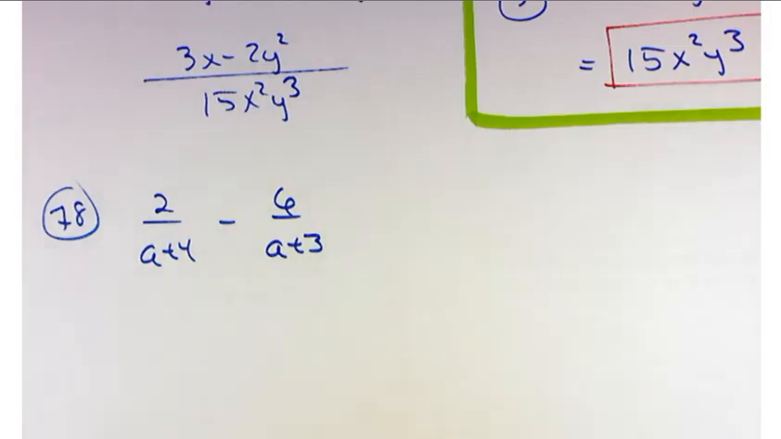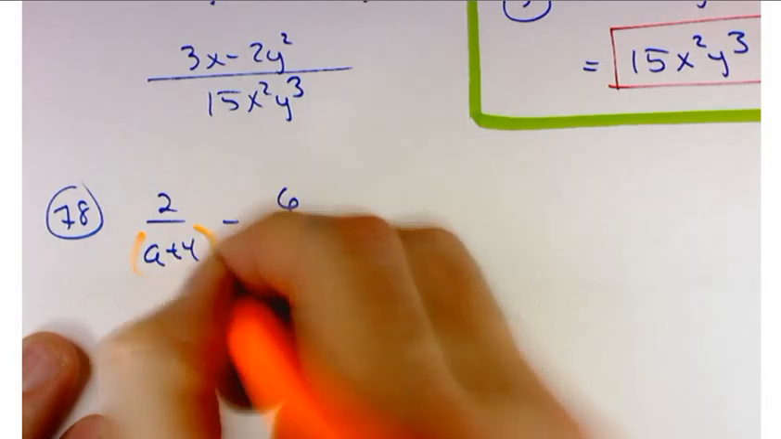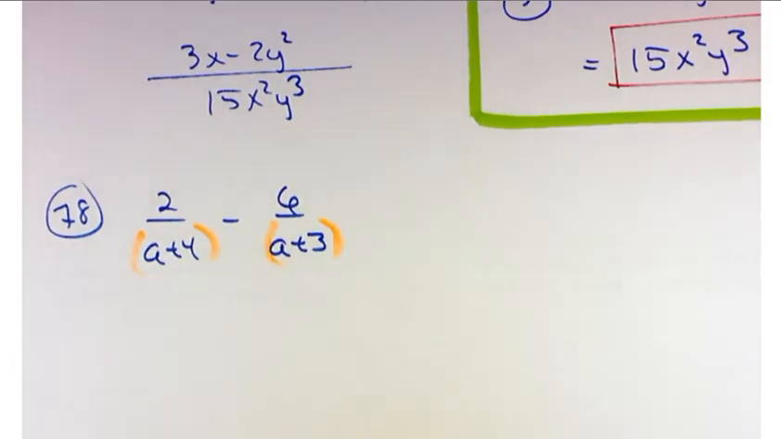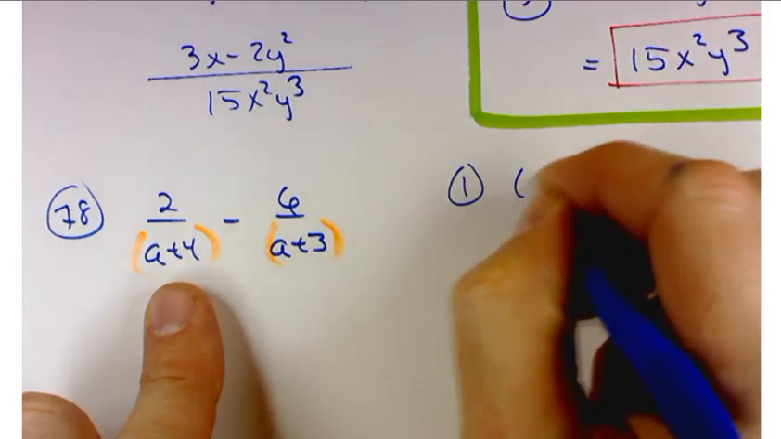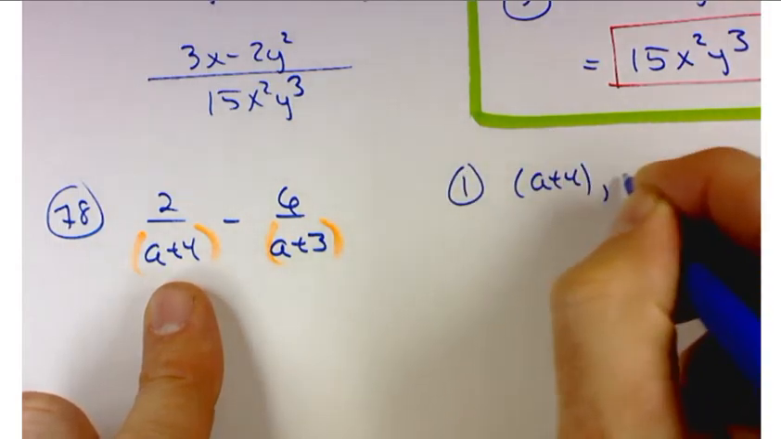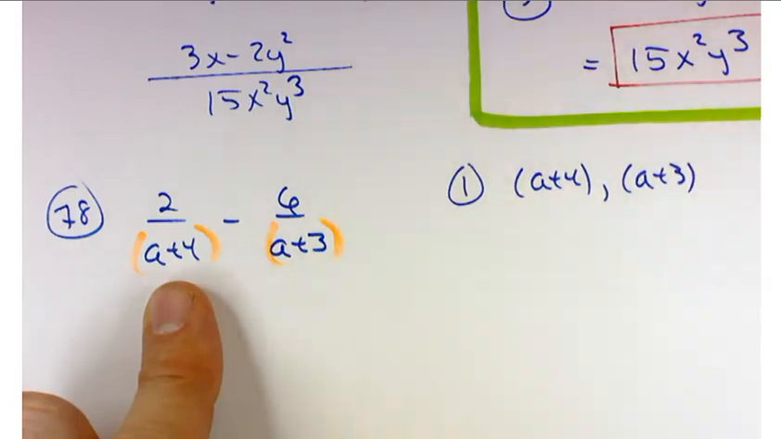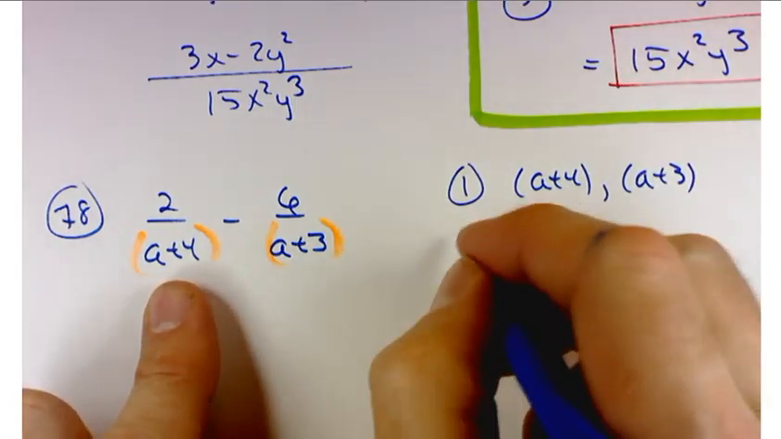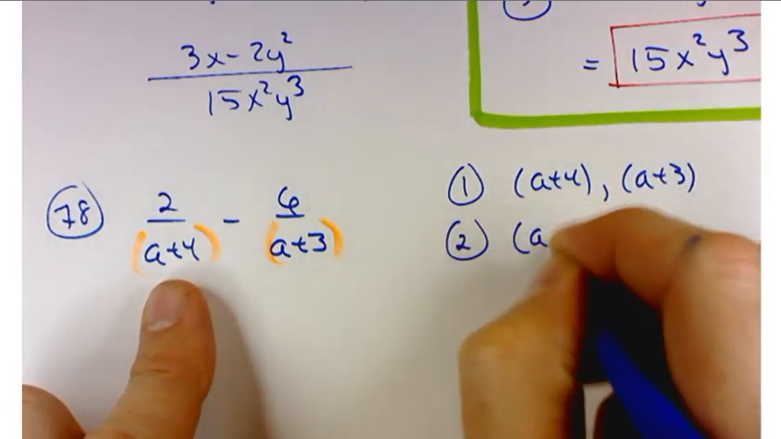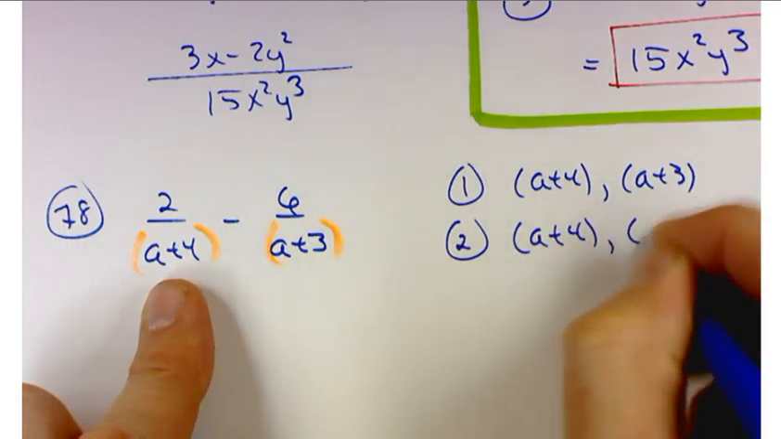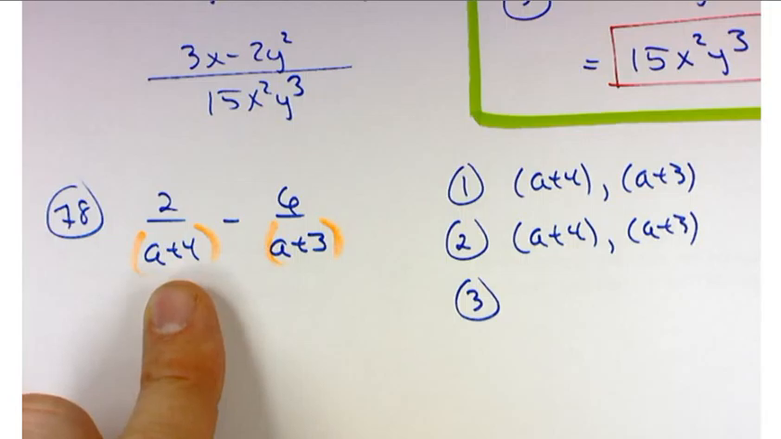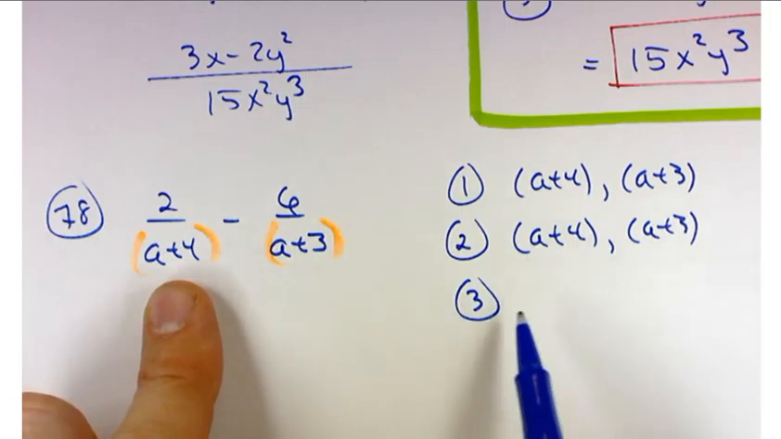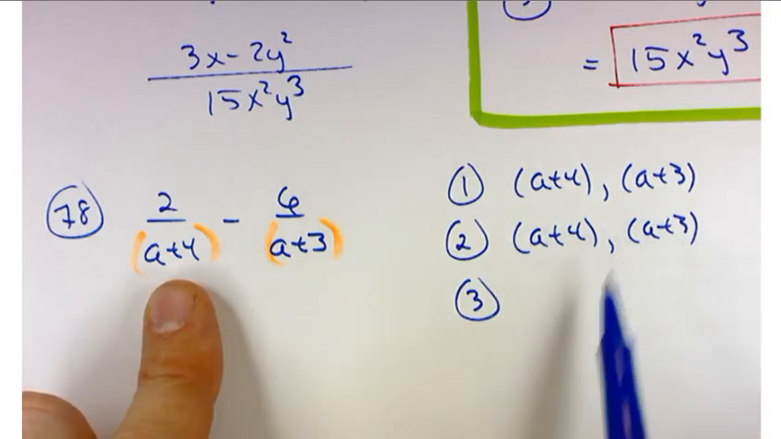Now, same 3 steps as before. We want to factor both denominators. Well, guess what? These are already factored. We got a plus 4 and a plus 3. They're already factored. If you listed a plus 4 and a plus 3, that's great. The LCD is going to be the product of those factors to their highest power.